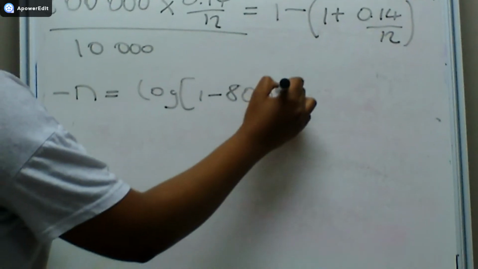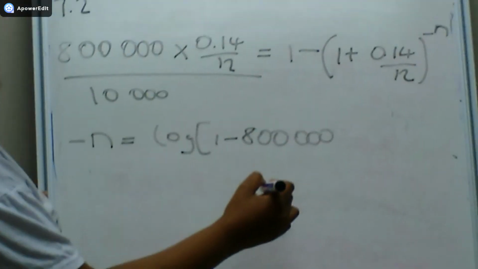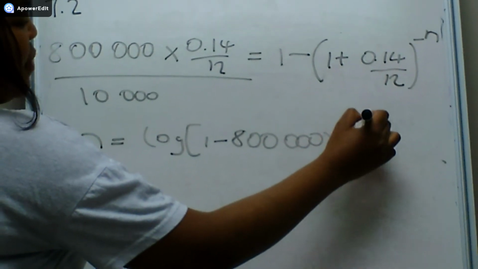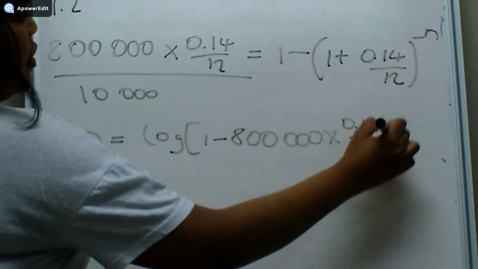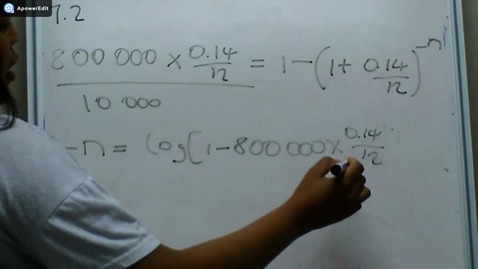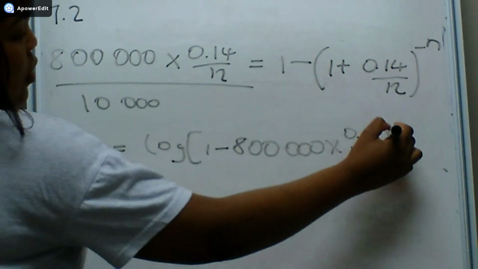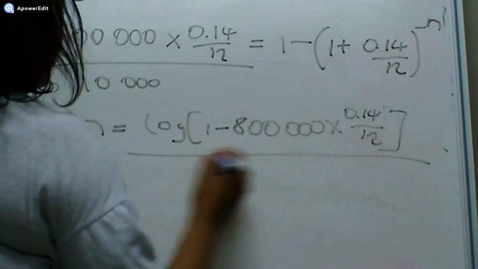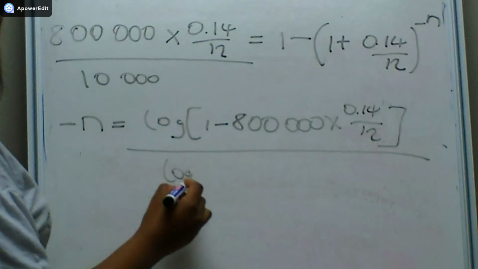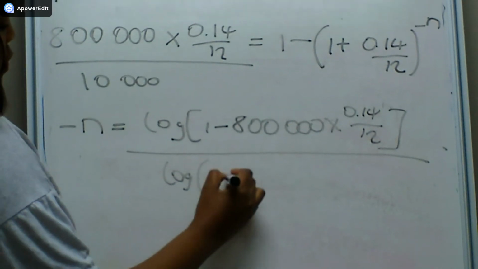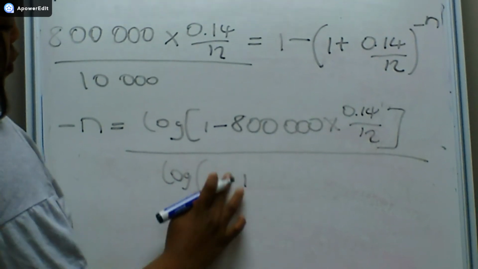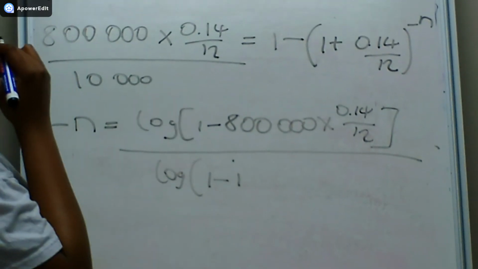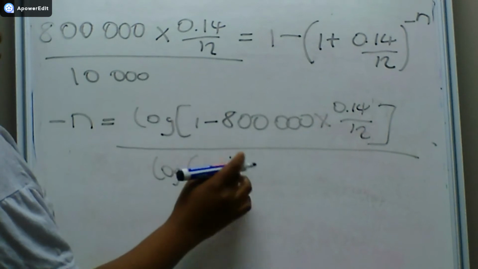So when you apply your logs, what I've chosen to do here is I'm just going to apply log, and then you put the other number that is on the other side of the equal sign. That is the 800,000. Don't forget to take the 1 to the other side. So it becomes 1 minus 800,000 times 0.14 over 12. You divide it by 10,000. I forgot to divide by 10,000, but you'll see later on I will add that.